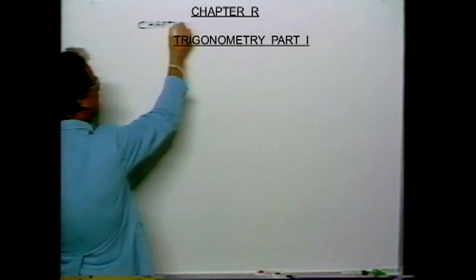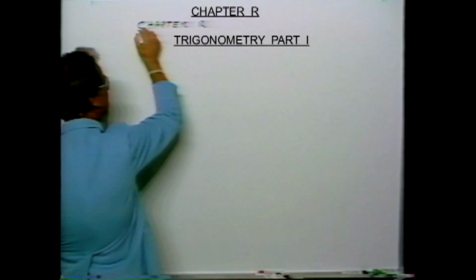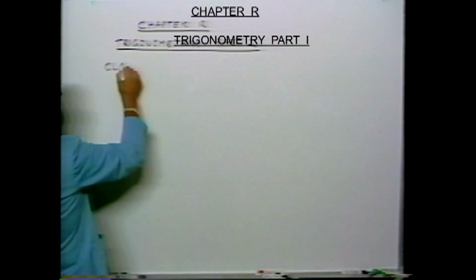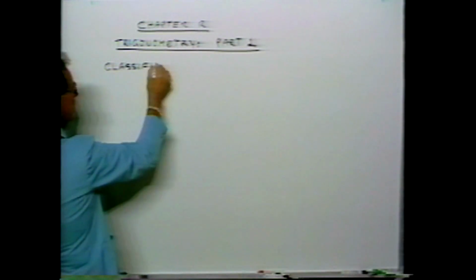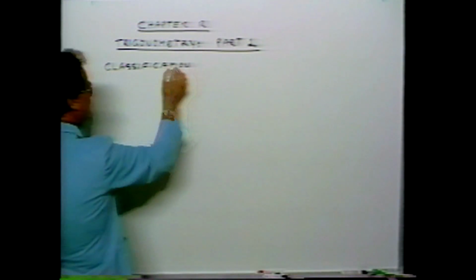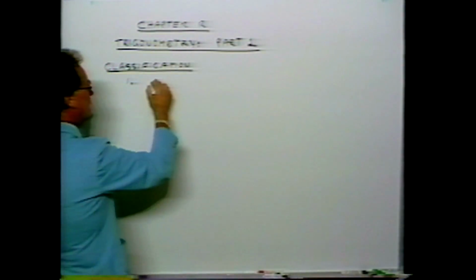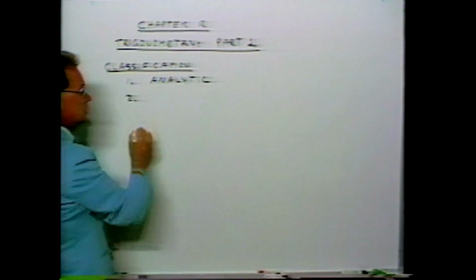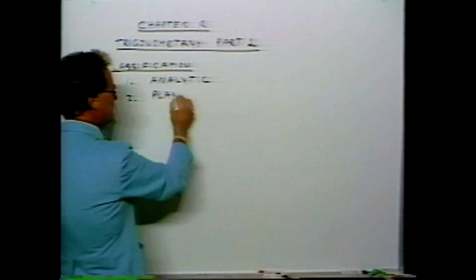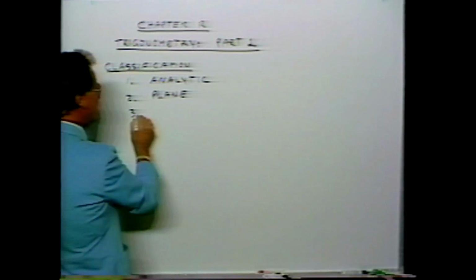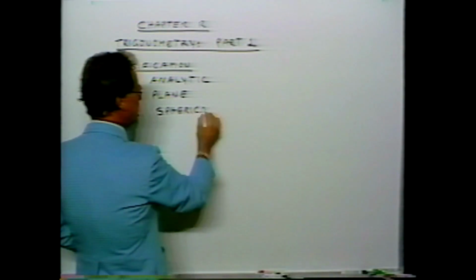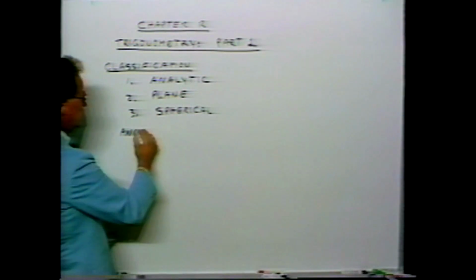Trigonometry, Part 1, Chapter R. Trigonometry can be classified into three kinds. They are 1. Analytic, 2. Plane, and 3. Spherical. We'll discuss analytic.